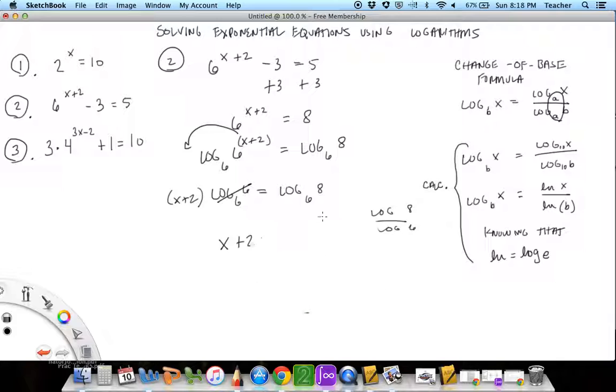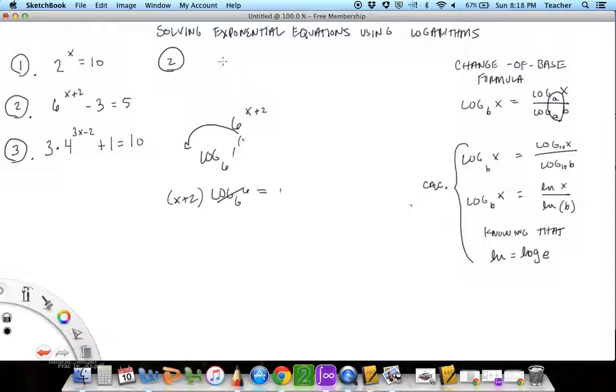Okay, next part here, the last part, is just the most complicated problem we'll run into. So if we look at this particular problem, we have 3 times 4 to the 3x minus 2, plus 1 equals 10. All I want you to do is try to figure this out by yourself. Pause the video.